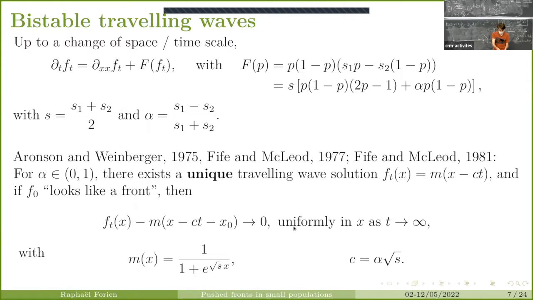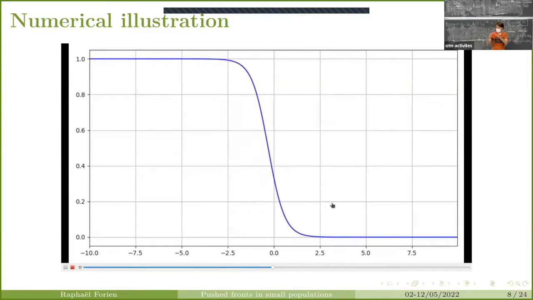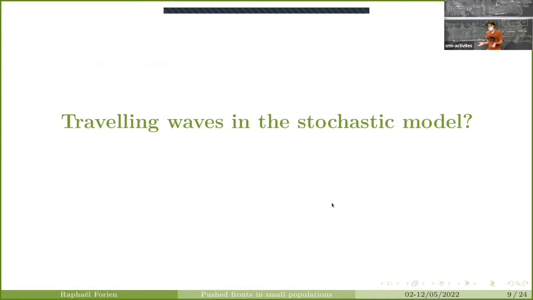And M is actually explicit for this particular choice of the reaction term. It's 1 over 1 plus e to the x, with some constant. And the speed is proportional to alpha. So, okay, we have a deterministic approximation of our stochastic model. And the deterministic approximation predicts that the hybrid zone will move at some speed to the right. This is what the deterministic system does: it quickly converges to the traveling wave profile and then it moves. What about what happens in the stochastic case?